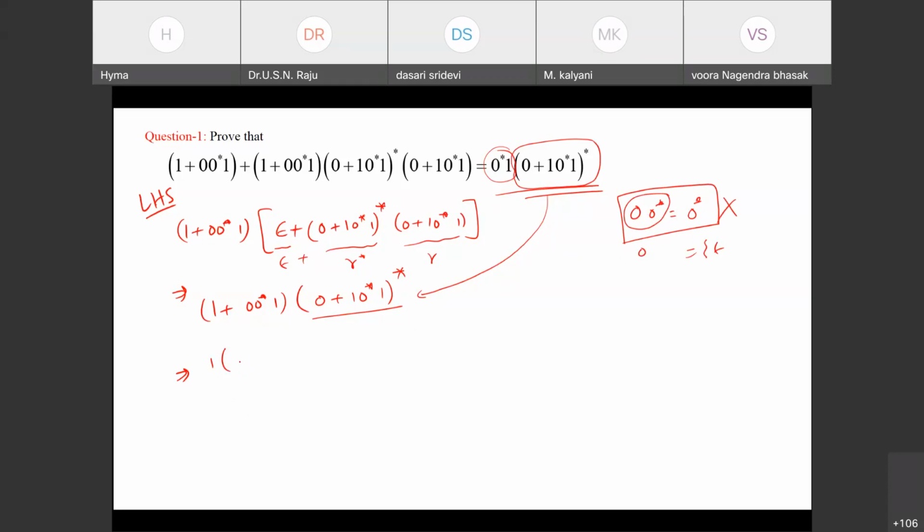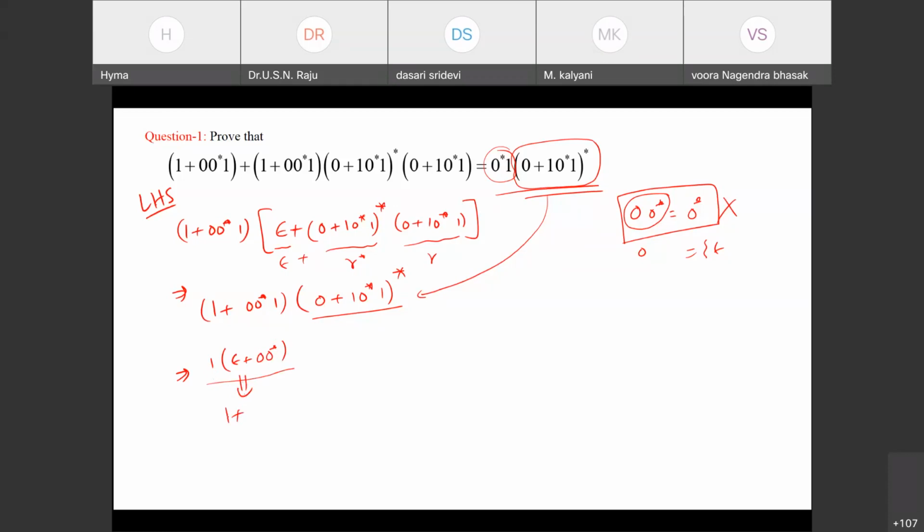Yeah, what to write now? Epsilon plus 0 0 star. Epsilon plus 0 0 0 star. Is it right? Okay, whatever you are telling is correct, but is it the way of writing? Now you expand this. Otherwise, let us assume that you have taken it. Then 1 concatenated with epsilon, 1.